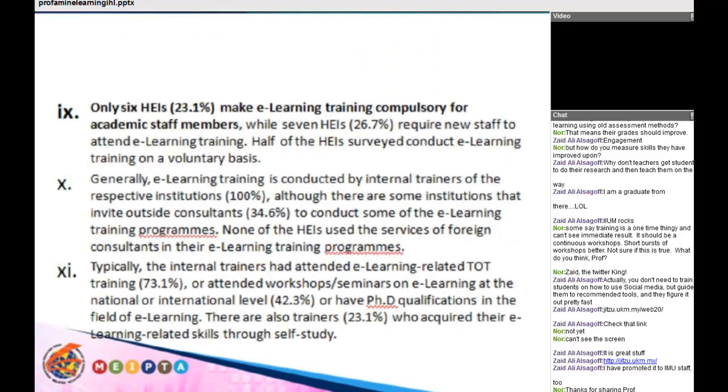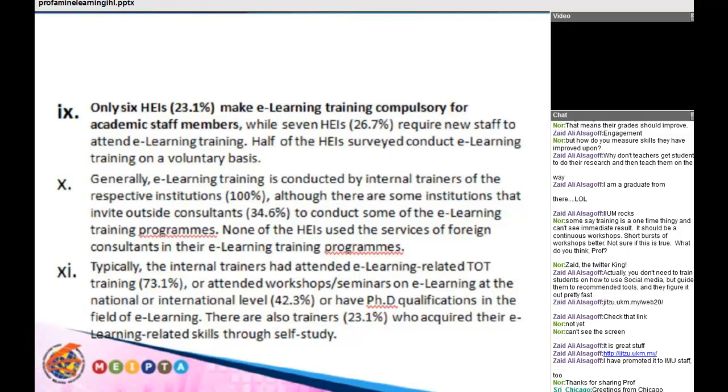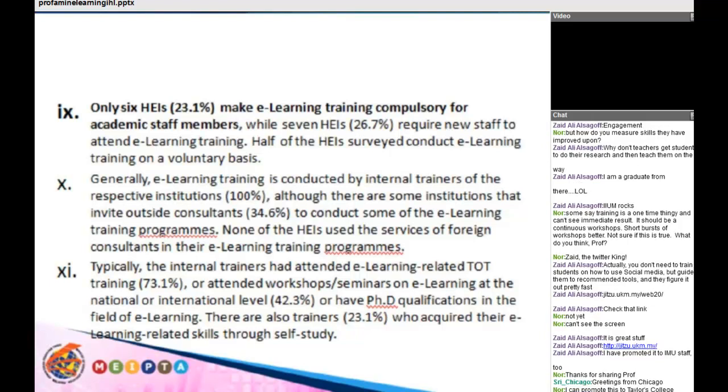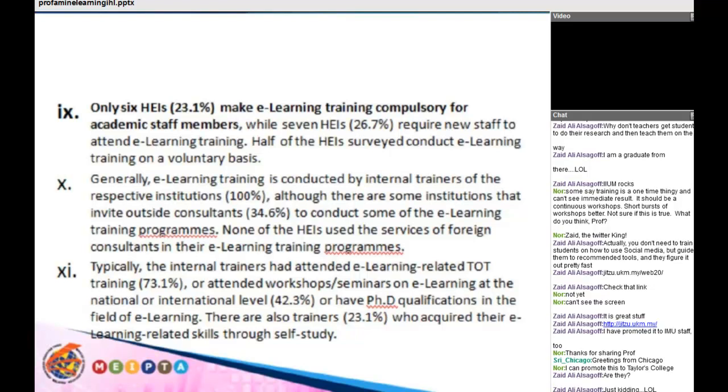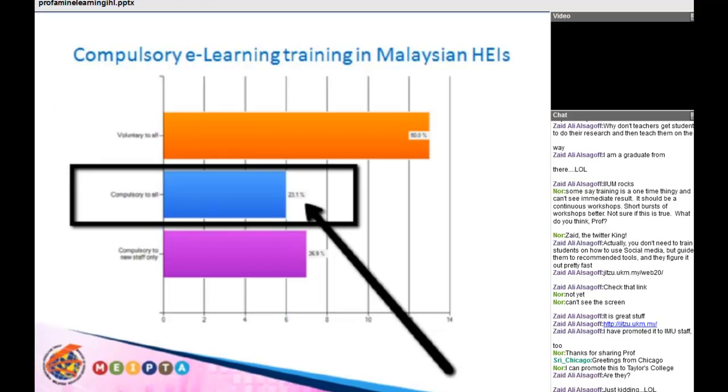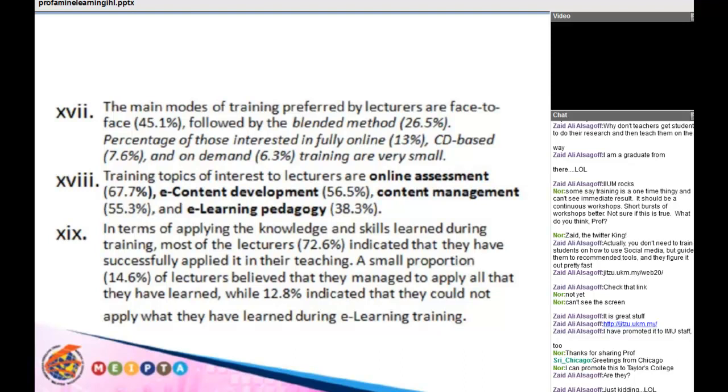Okay, let's move on. Only 23% make e-learning training compulsory for academic staff. I think the ministry is doing a good job. They've got this KPI where they've got targets. Each university will have to train so many lecturers. So I think we need to train lecturers, not only with the learning management system, but with the latest e-learning approaches, latest e-learning tools, so that they are well equipped to make learning a successful one.